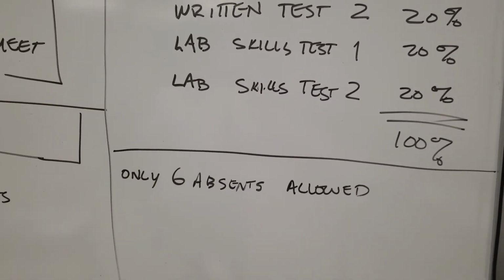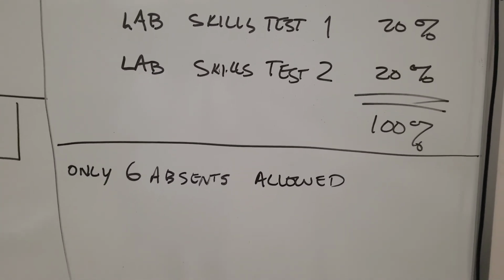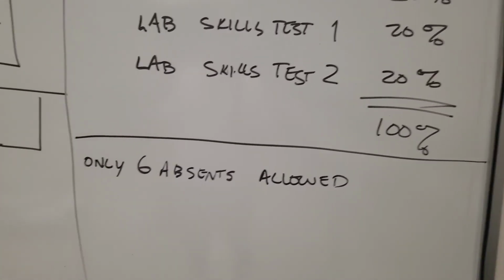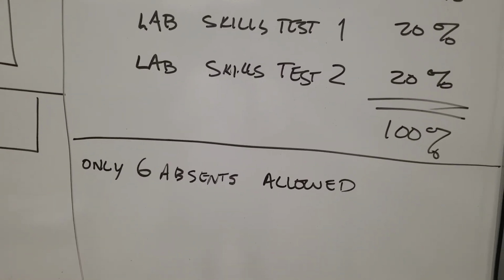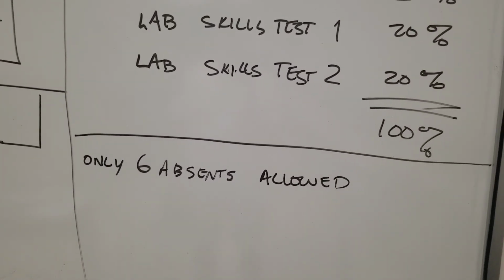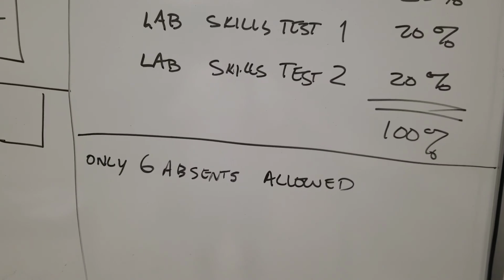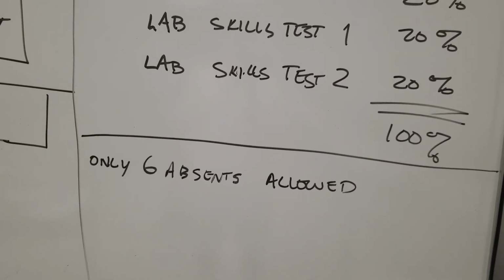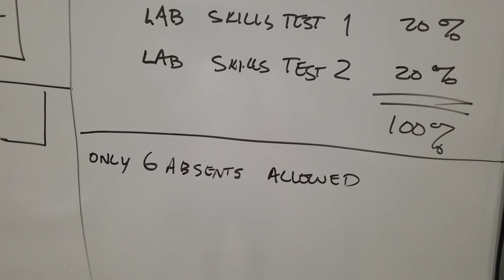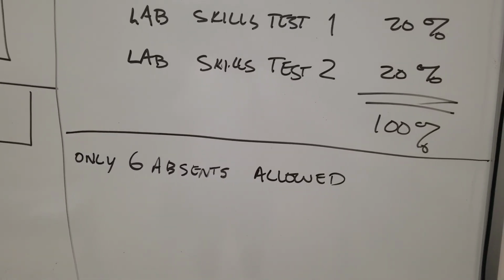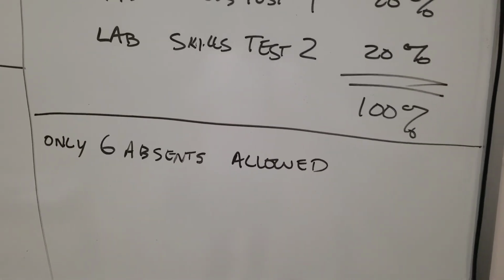And then really we only allow 6 absences. If you miss the class more than 6 times, you're not going to do well in the class. You're likely not going to be passing the class. So there are only 6 absences allowed. After the 6th absence, I recommend that you drop the class or you will receive an F for the course. So we'll talk more about that and speak on that on an individual basis if you have extenuating circumstances.